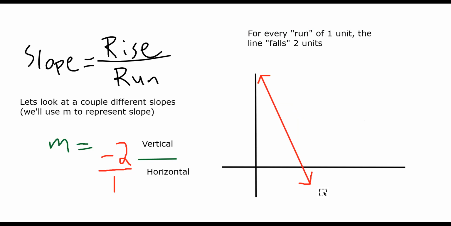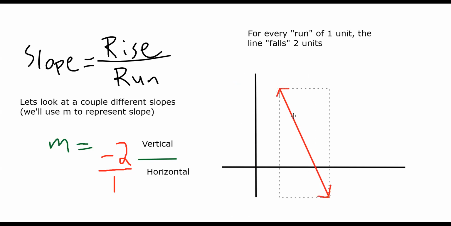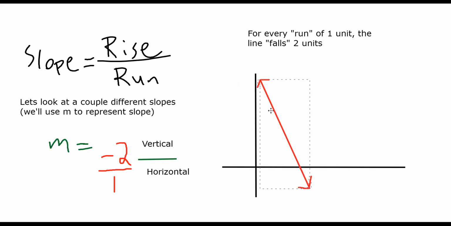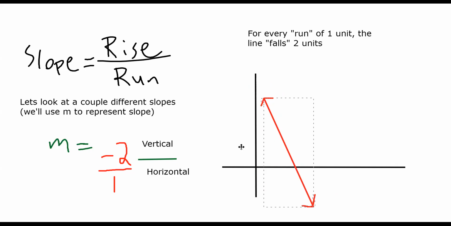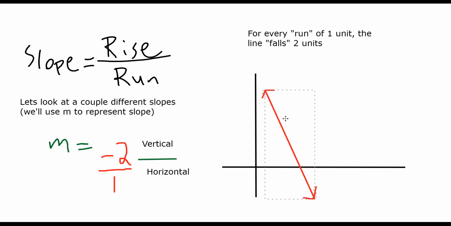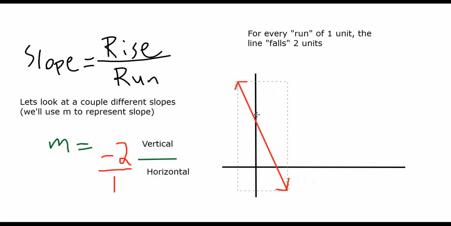let me see if I understand what you mean. We could move this line anywhere, but it maintains the same slope? Exactly right. So you can have a line that goes anywhere you want, but it's the same line in spirit because it has the same slope.